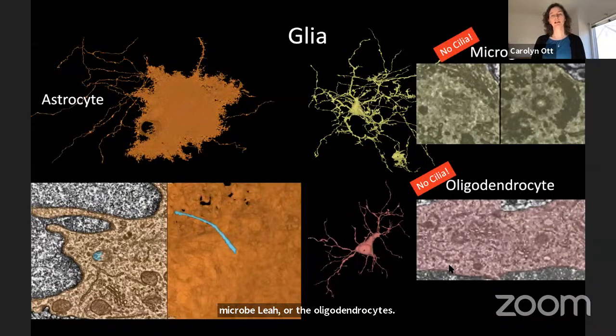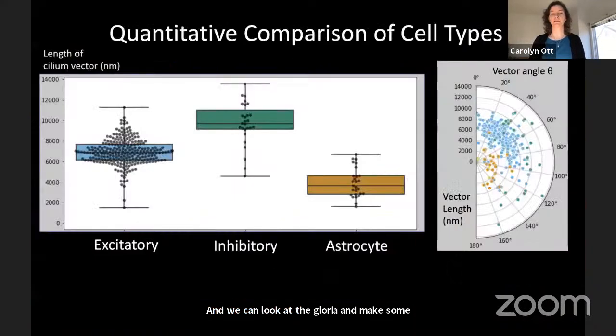And we can look at the glia and make some comparisons to what we've seen in the neurons. Here you can see that the astrocyte cilia vector tends to be shorter than the neuronal cilia. And if we look at the panel on the right, where we're looking at that angle theta, you can see that there's no bias in the angle theta for the astrocytes. These are not generally thought of as polarized cells. But in this plot, we've added another dimension, which is the vector length and the angle theta across the different cell types. And you can see that the length of the cilium doesn't tend to bias which direction any of the cilia are pointing.